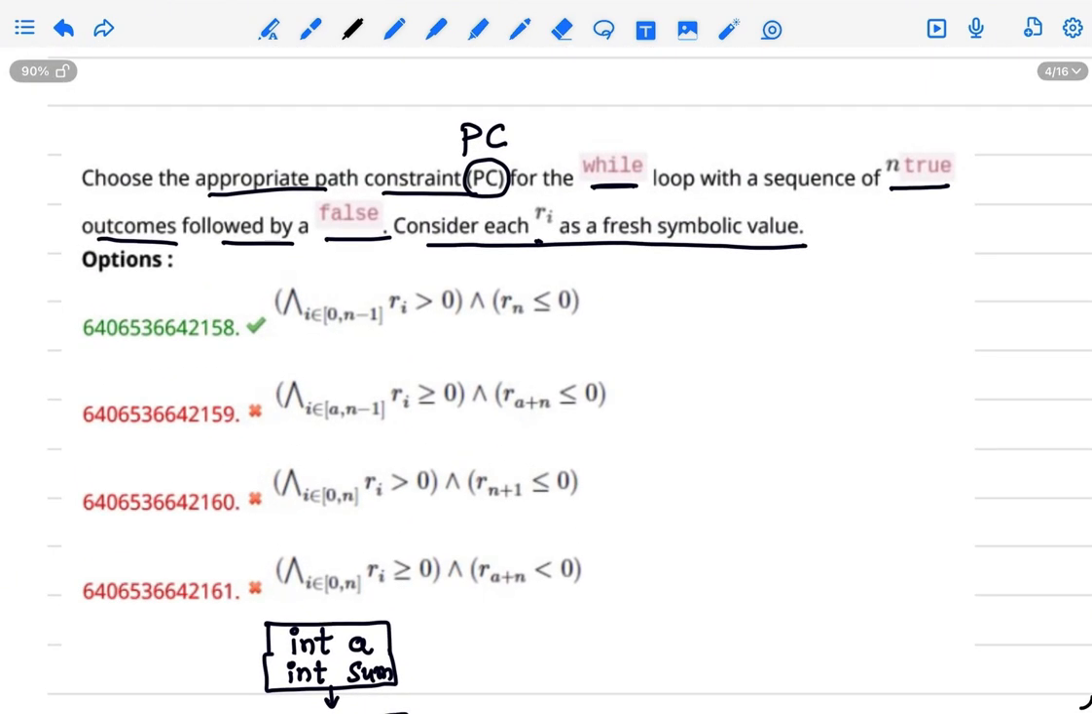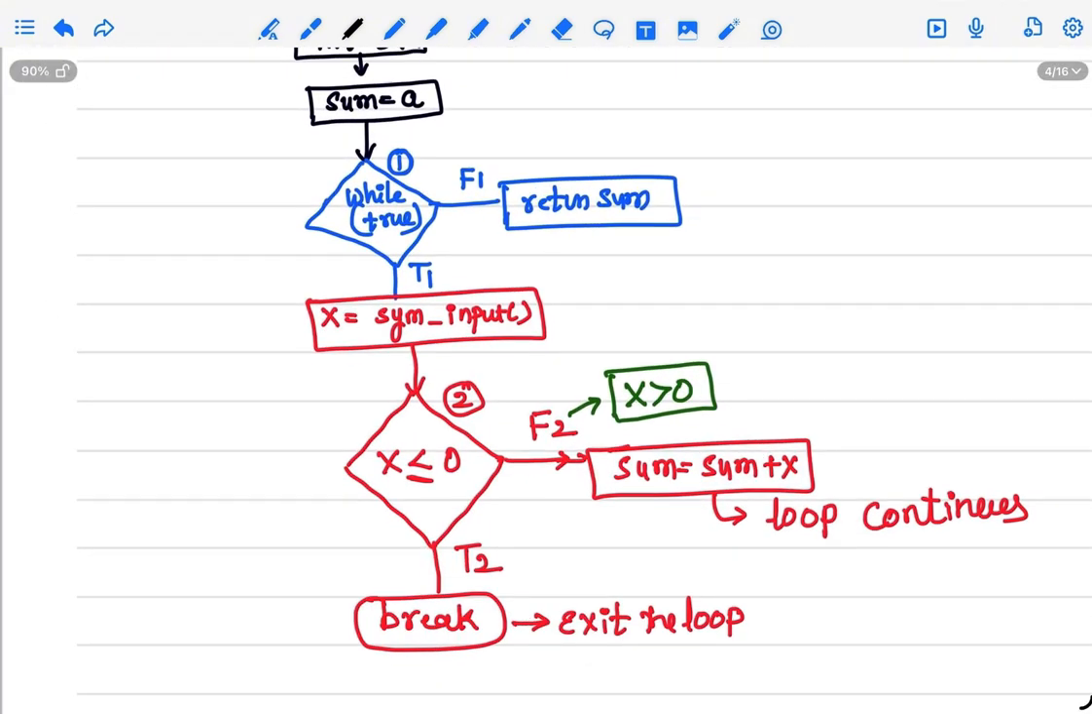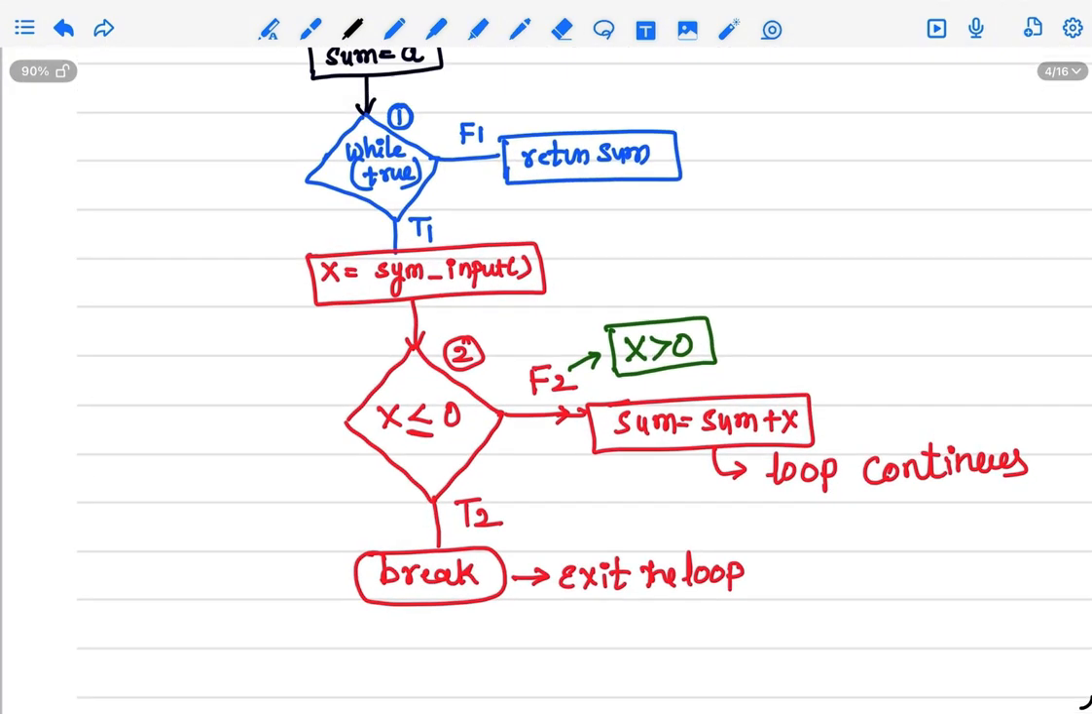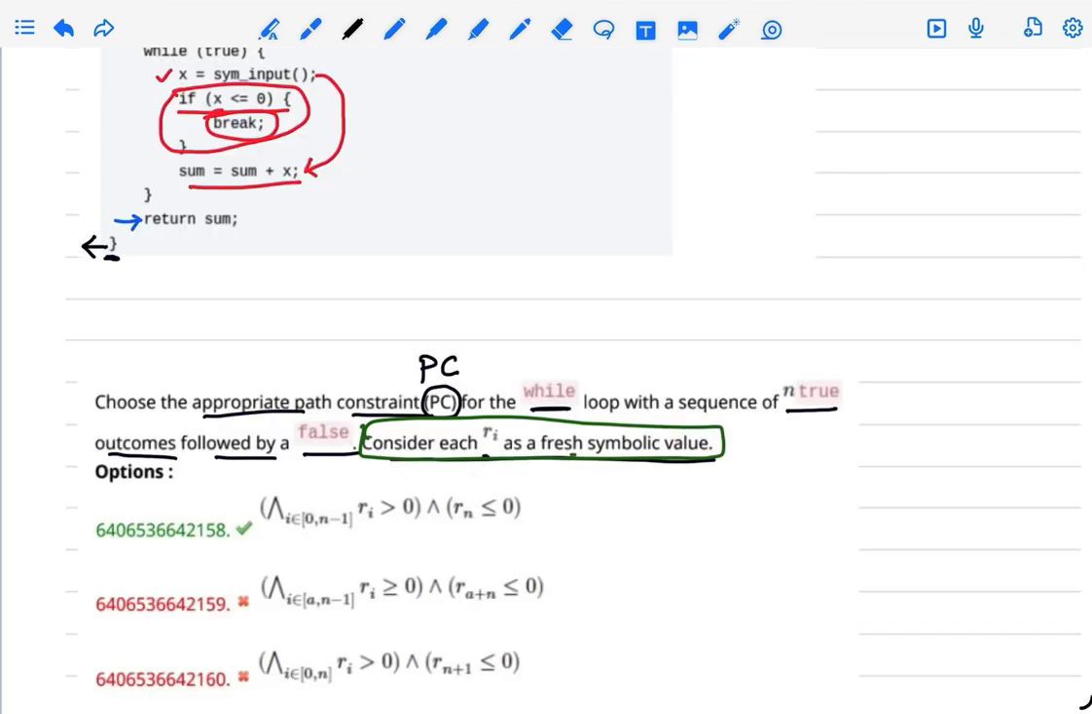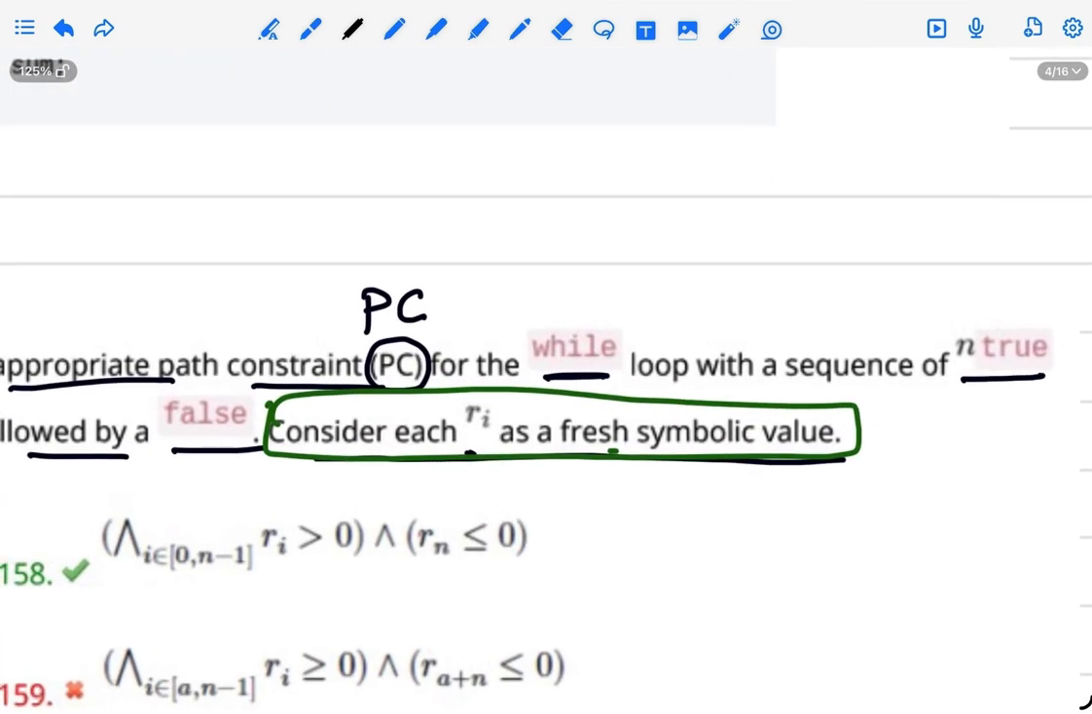Here in the question, consider the Ri as a fresh symbolic value. So here the x is the symbolic input. Symbolic inputs are Ri, friends. So xi means Ri. Symbolic inputs are given in the question. So this one, the path constraint.